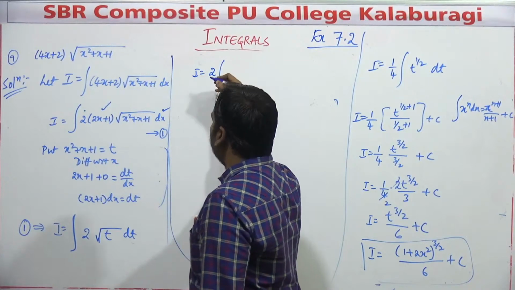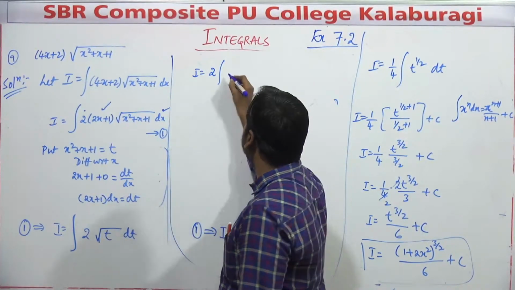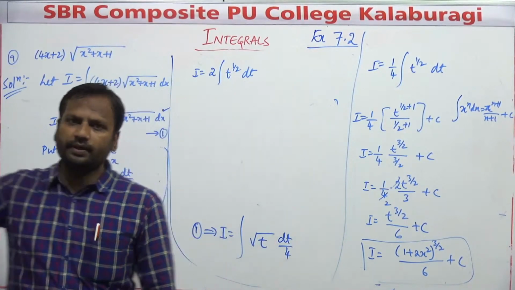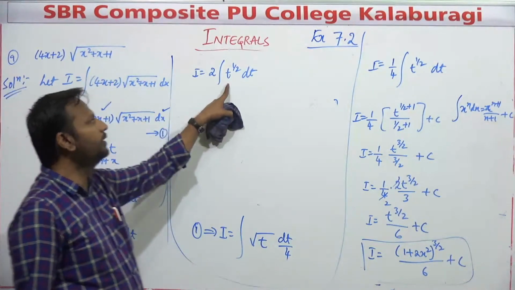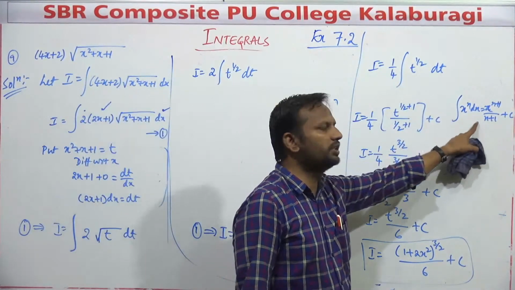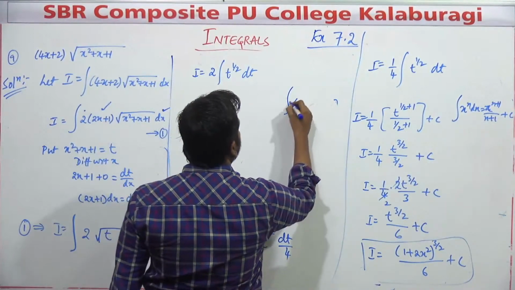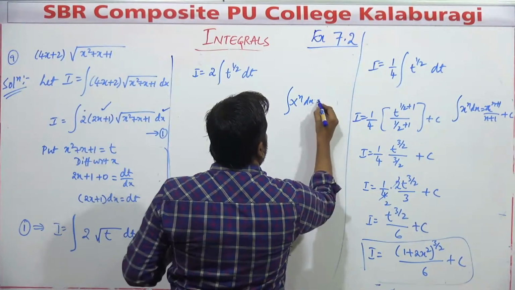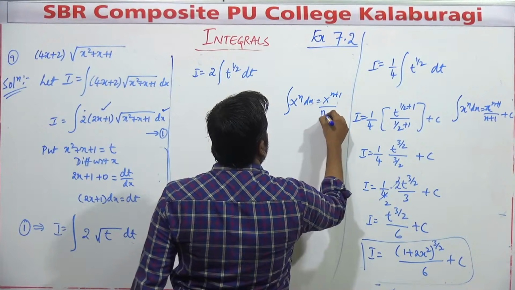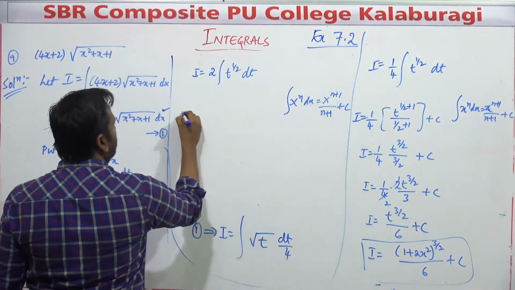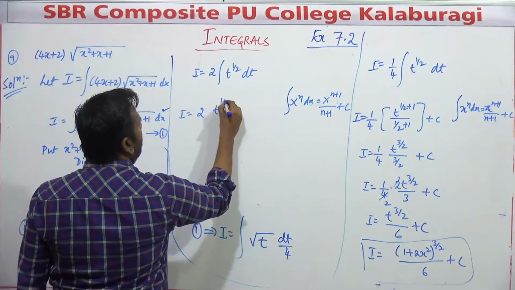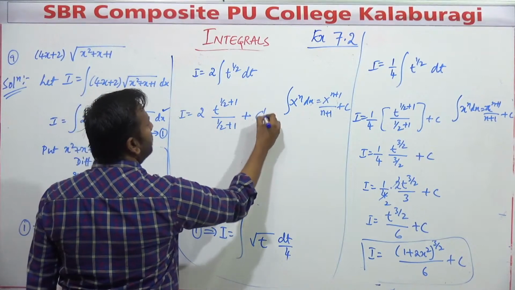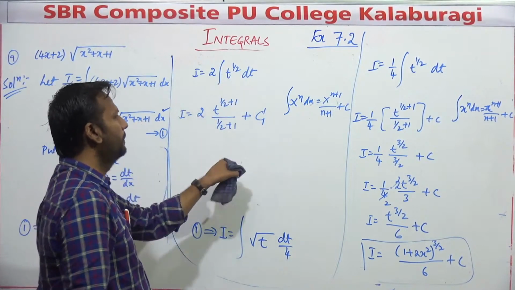I equals 2, taken outside, integral of root t, which is written as t to the power 1 by 2 dt. 2 is a constant, take it outside the integration. Again the same formula: the integral of x raised to n dx is x raised to n plus 1 by n plus 1, plus c. Use this formula. t raised to half plus 1 divided by half plus 1, with the 2 as it is, plus c. After integration, write down plus c.